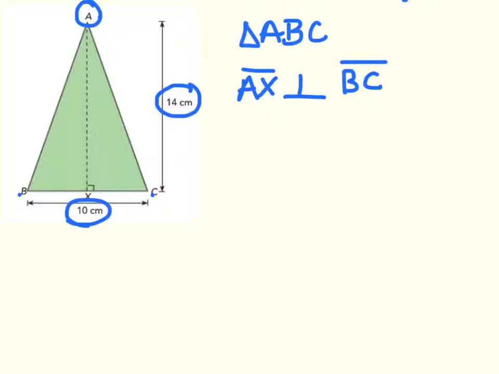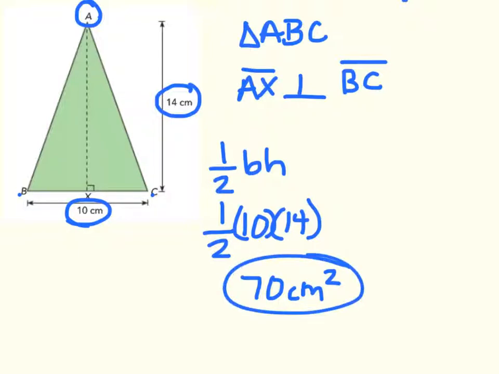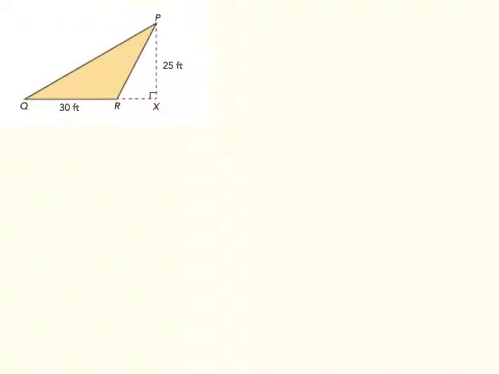The area of our triangle then would be 1/2 of base times height, or 1/2 of 10 times 14, which is going to equal 70 centimeters squared. Okay? So the area of triangle ABC is 70 centimeters squared. Let's take a look at another triangle and find its area.